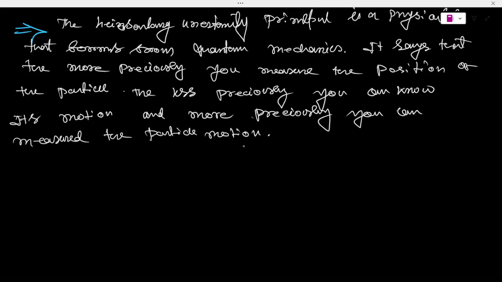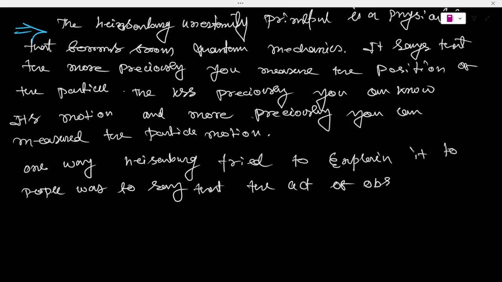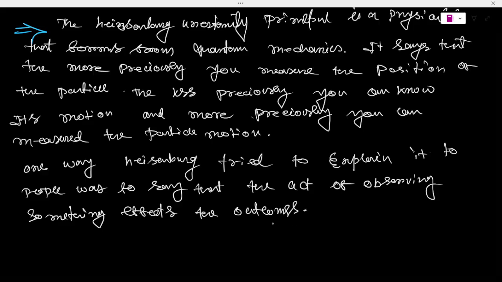And the way Heisenberg tried to explain it to people was to say that the act of observing something affects the outcomes. Okay, something affects the outcomes.